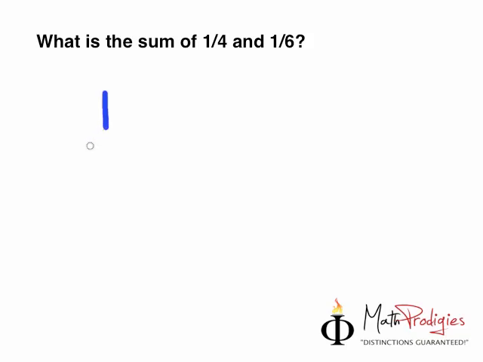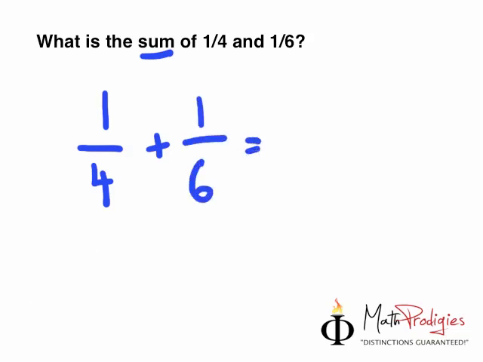First off, you gotta write what is the sum. So 1 quarter plus, correct? Sum is plus. And you put 1 over 6 next to it. Now, what you need to do next is something we call the magic trick. The magic trick is something called multiply. Now that you have 4 and you have 6, what do you do?